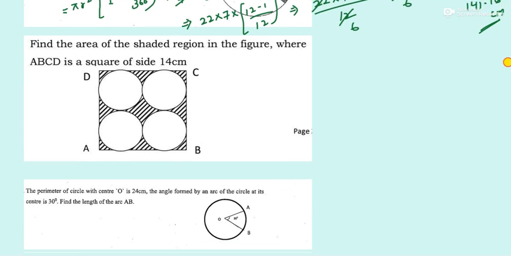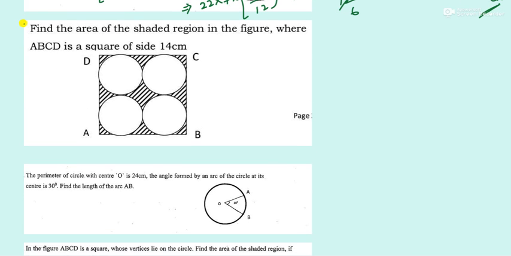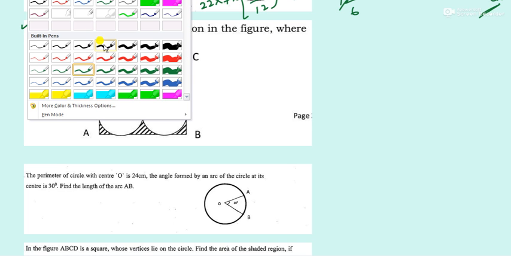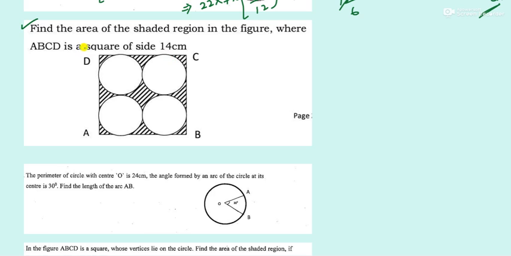Next, we'll come to this question. Find the area of the shaded region in the figure where ABCD is a square of side 14 centimeter. Okay, so these are the expected questions. ABCD is a square of side 14 centimeter.